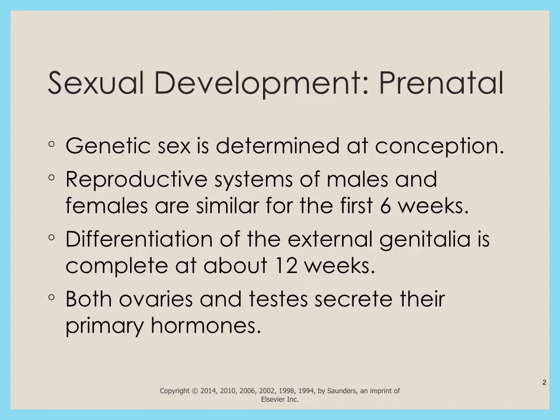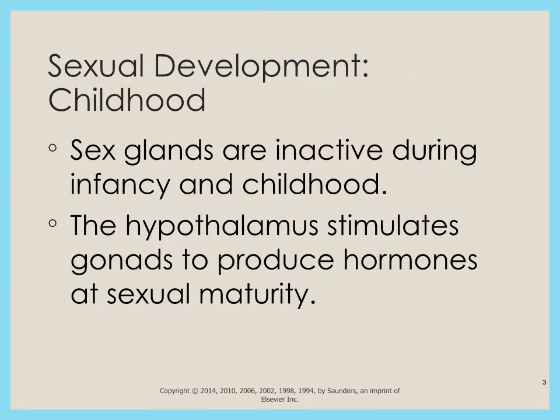Sexual development starts to develop in the prenatal period. Genetic sex is determined at conception, though for the first 6 weeks of conception, both males and females are very similar and have similar reproductive organs during the development. Differentiation of the external genitalia is typically completed at about 12 weeks, and we understand that both ovaries and testes secrete their primary hormones, known as the sex hormones.